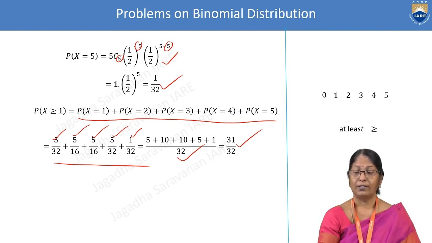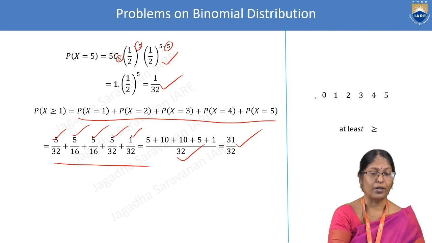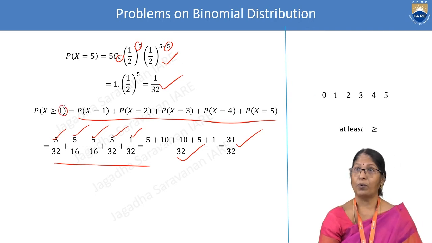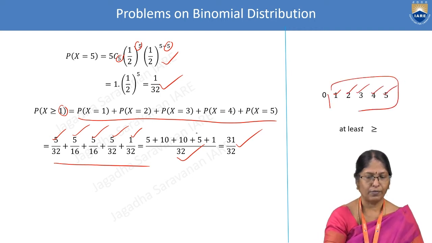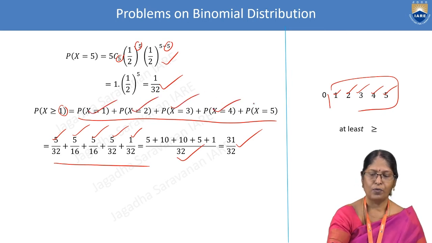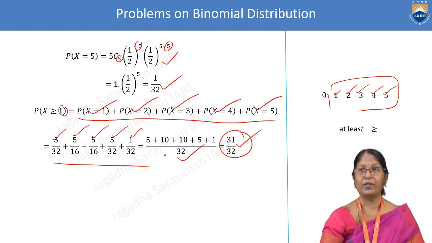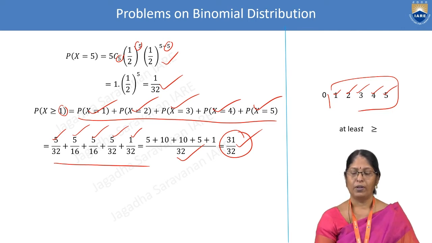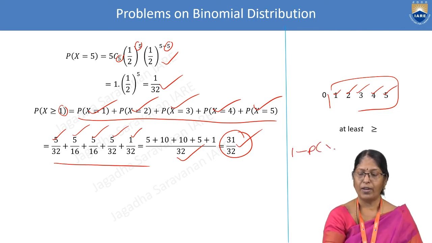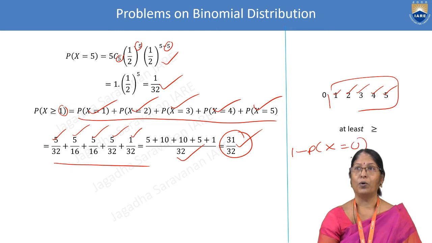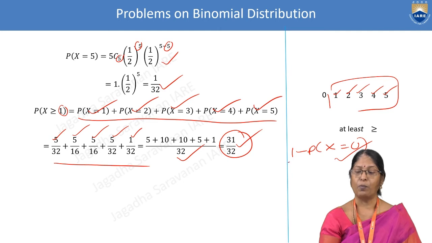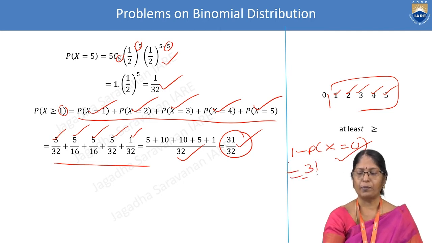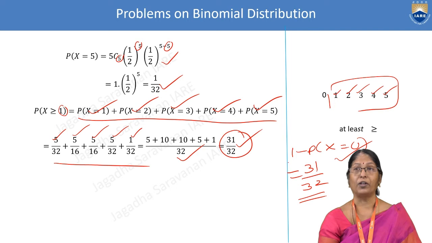Smart method. Just now, what is the question? It is greater than or equal to 1. 1 is included. Greater than 1, 2, 3, 4, 5. 5 times we applied it now and we got 31 by 32. Better, 1 minus P of x equal to 0. Only one time we will apply. Subtract from 1. The same answer we will be getting, 31 by 32.